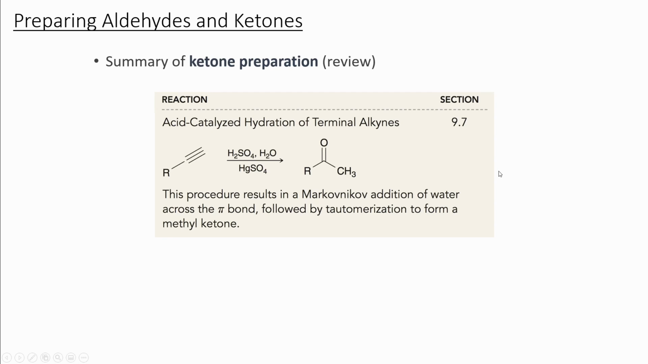And instead of getting the anti-Markovnikov addition of water, we could do the acid-catalyzed hydration in the presence of mercury, and this will result in the Markovnikov addition of water across the pi bonds, which will actually result in an alcohol, but the alcohol will tautomerize to form the methyl ketone.